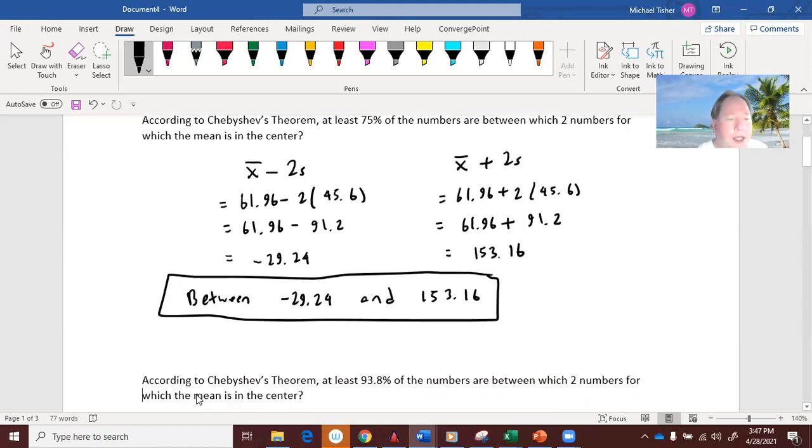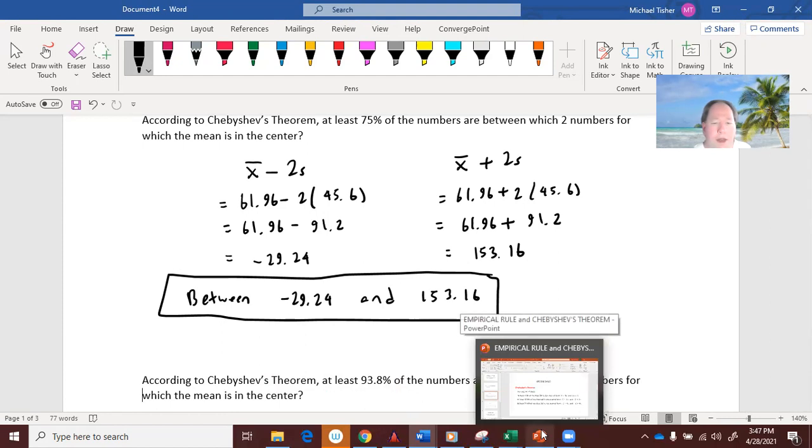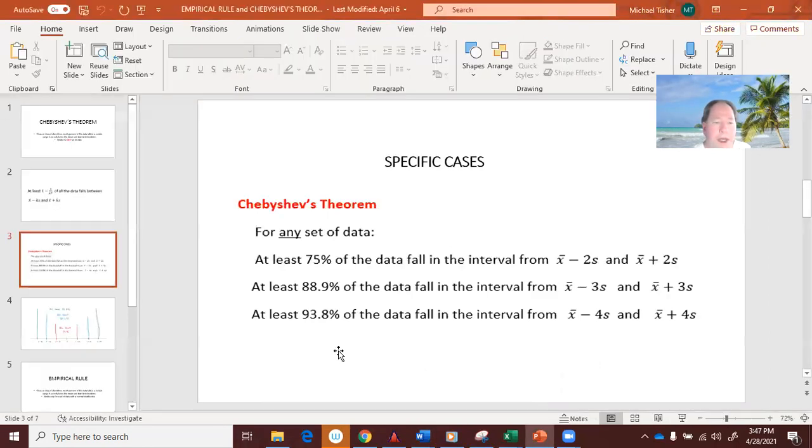Next, let's do this question. According to Chebyshev's theorem, at least 93.8% of the numbers are between which two numbers for which the mean is the center? All right, again, we refer to Chebyshev's theorem and figure out what the case of 93.8% looks like. Well, let's see here. It says at least 93.8% of the data fall in the interval from x bar minus 4s and x bar plus 4s. And so all we need to do is tabulate x bar minus 4s and x bar plus 4s.